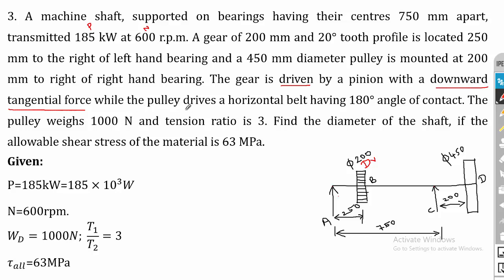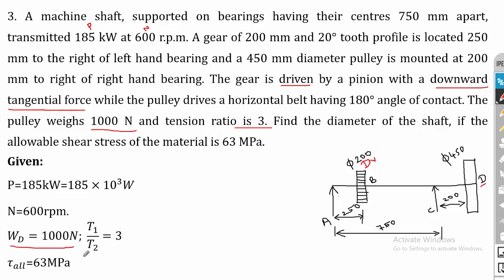While the pulley drives a horizontal belt. So the pulley is a horizontal belt drive having 180-degree angle of contact. The pulley weighs 1000 newtons. So the weight of the pulley is given. For example, if the pulley is D, then WD is given as 1000 newton. And the tension ratio is 3.